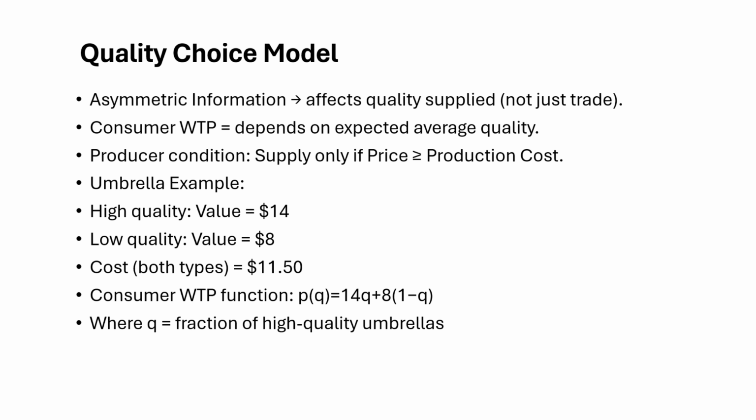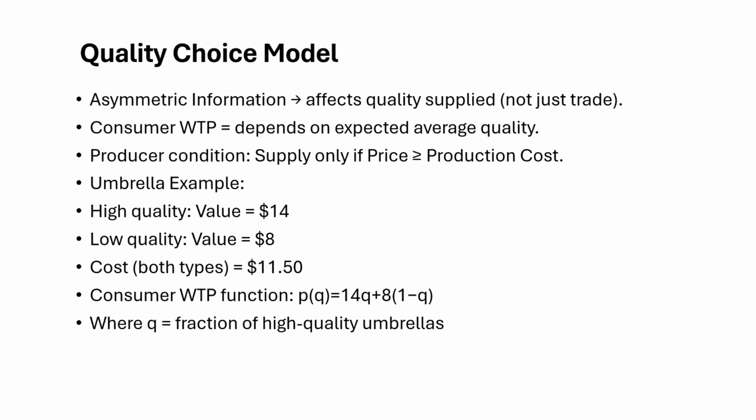Let us take the example of umbrellas. There are two types of umbrellas: a high quality umbrella valued by consumers at $14, and a low quality umbrella valued at $8. The production cost of both is $11.50.